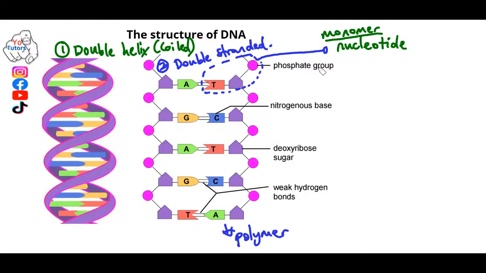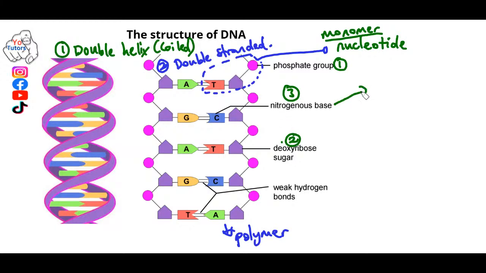We have the phosphate group, that's number one. Then number two, we have deoxyribose sugar, as you can see here. And lastly, we have what we call the nitrogenous base connected to a nucleotide. So a nucleotide consists of a phosphate group, deoxyribose sugar, and a nitrogenous base.